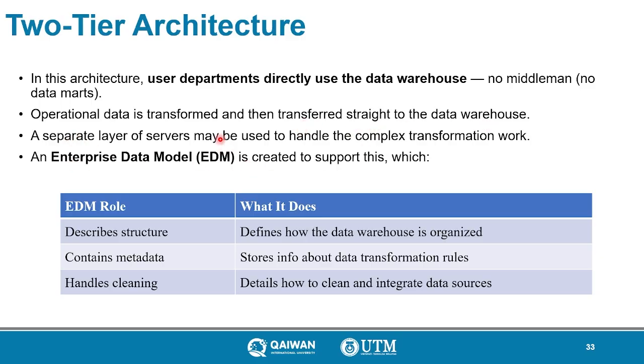A separate layer of a server may be used to handle a complex transformation, of course, to make it easier to do this transformation. And an enterprise data model, EDM, is created to support this. The enterprise data model describes the structure, contains metadata, and handles cleaning. Now you may ask me, what does describe structure mean? It defines how the data warehouse is organized. Containing metadata means it stores info about data transformation rules, and handling cleaning means details on how to clean and integrate data sources.